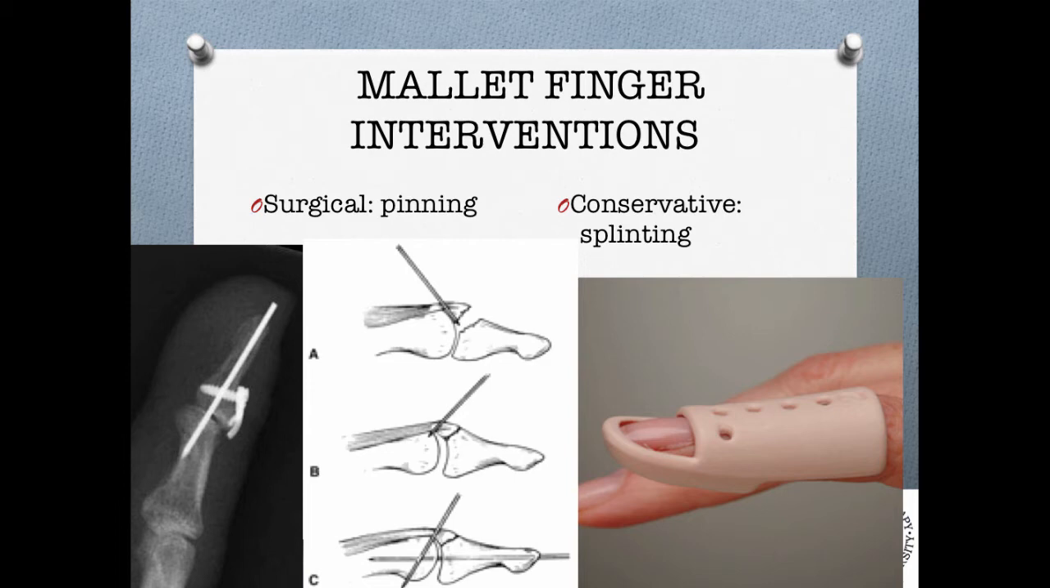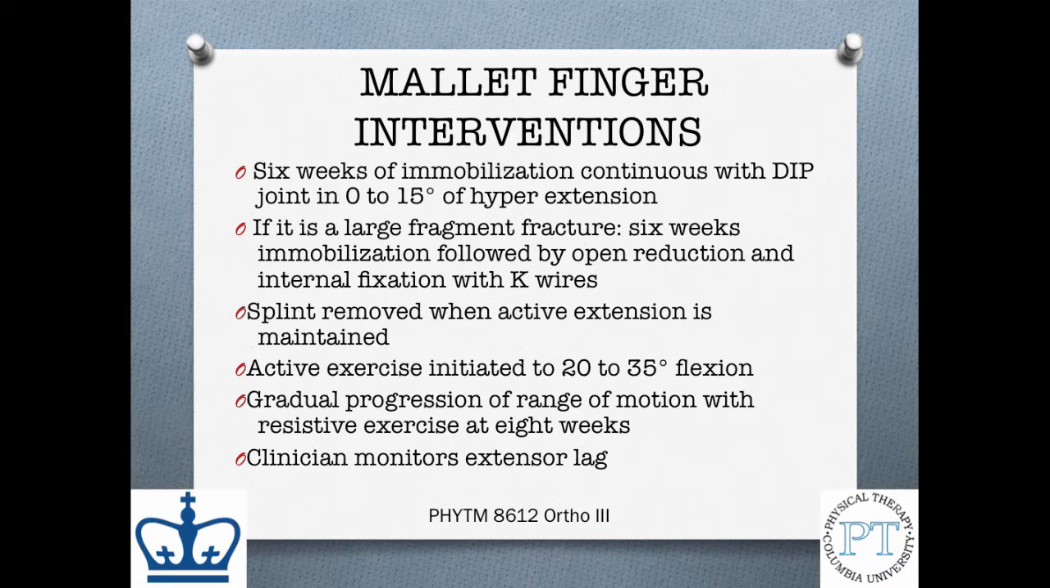And conservatively, the patient would be placed in a distal DIP splint that will keep the DIP in either neutral or actually slight extension for an extended period of time, allowing some scarring and allowing that tendon to kind of heal in a shortened position so as to allow the patient to be able to extend. So like I said, the patient is immobilized for approximately 6 weeks with that finger placed in a DIP splint in either 0 to 15 degrees of hyperextension.